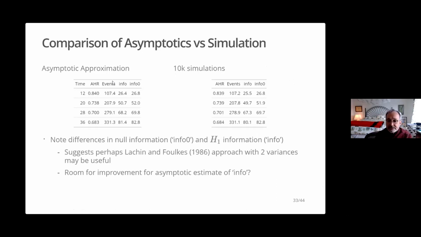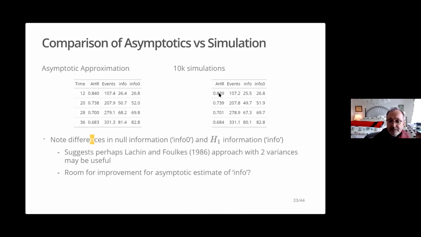Looking at the case that I talked about earlier, I'm going to do cutoffs at 12, 20, 28, and 36 months. My asymptotic approximation says the average hazard ratio is 0.84 at 12 months. With 10,000 simulations, it's 0.839. So if you go down this column, you'll see these are just spot on. This is computed with the average hazard ratio calculation I showed earlier.